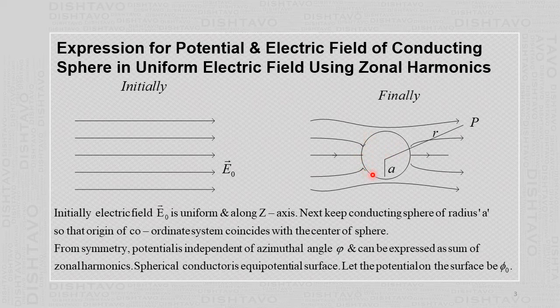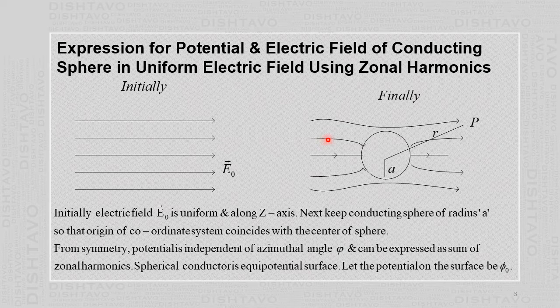So one side will become negatively charged. That means electrons will move in the direction opposite to the electric field and they will come here, and the other side will become positively charged. And from the properties of the conductor which we have seen, the field inside will be 0.